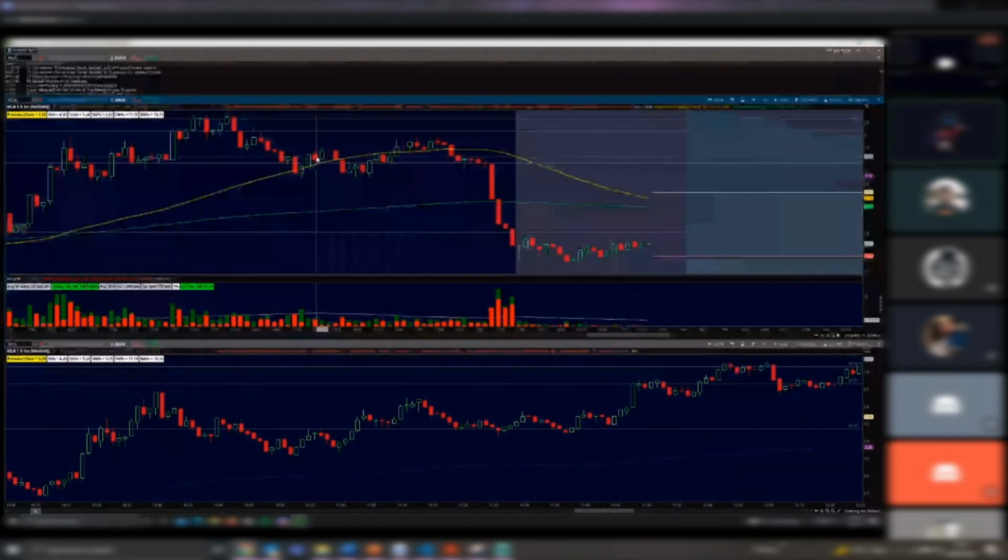But the issue is, this could have been a harami. This could have been a dark cloud cover if it would have been here to here. All right. So not only do you get the high wick rejection, but the candle's red. Remember, we want it to be green. The candle's red, high wick rejection, breakout. All right. But what's the issue?